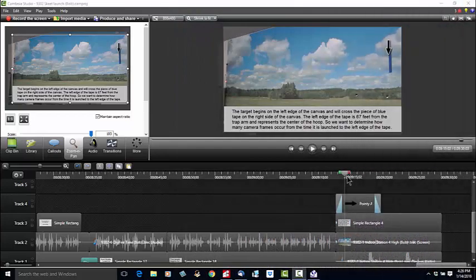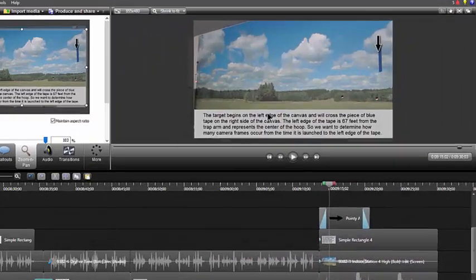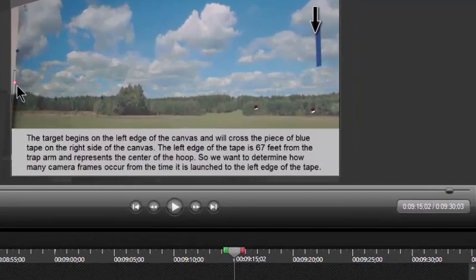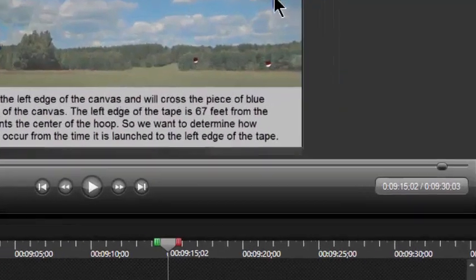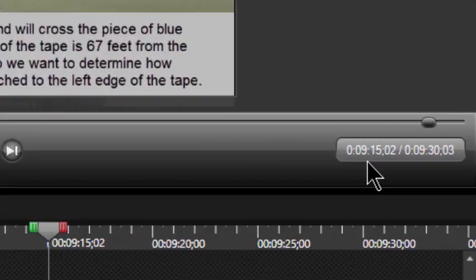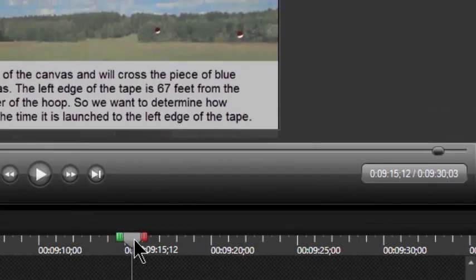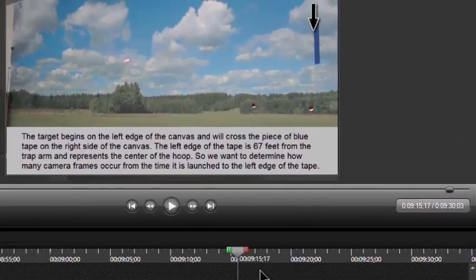Now that you've watched the target move across the wall twice, we're going to count the number of frames between where the target starts here on the left-hand edge of the canvas, which is the high house, and the left-hand edge of the piece of blue tape where the arrow is, which is the crossover stake. Notice right here that is 9 minutes, 15 seconds, and the second frame. That's our starting point. And we're now moving across the wall one frame at a time.